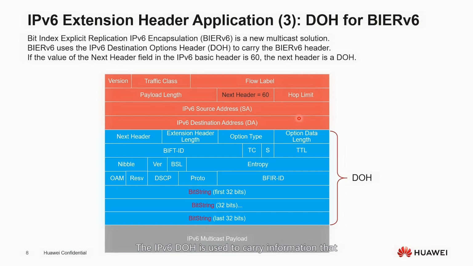The IPv6 DOH is used to carry information that needs to be processed by the node of the destination address. In the BIERv6 solution, the bit string is encapsulated into the DOH to identify a set of destination nodes of a multicast packet. In addition, the IPv6 source address is used to identify the source of the multicast packet. In this manner, BIERv6 multicast packets can be replicated and forwarded based on the IPv6 header.